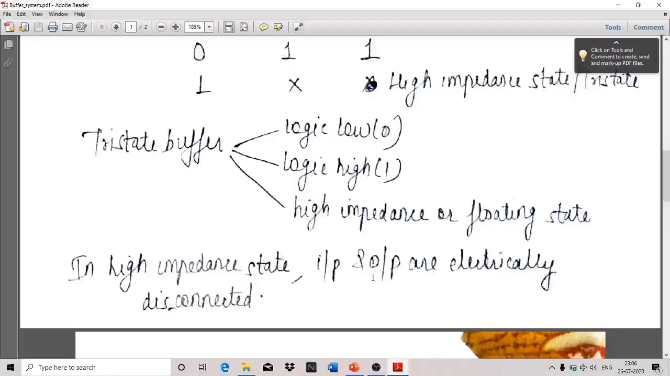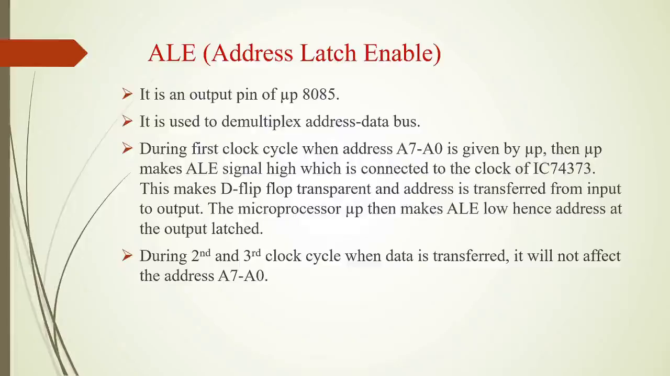Generally in the high impedance state, input and output are electrically disconnected. So when you are talking about signals being tri-stated, it means what? That signal will have the capability to carry plus 5 volt. The signal will have the capability to carry 0 volt, and when the 8085 is not in operation, the signal will act as the high impedance path.